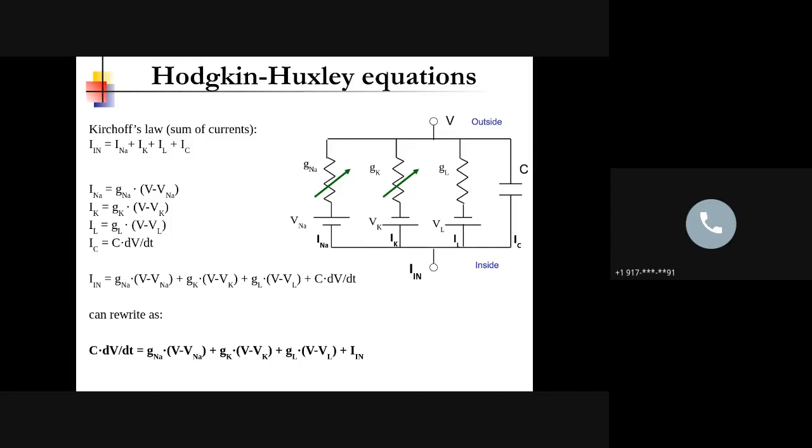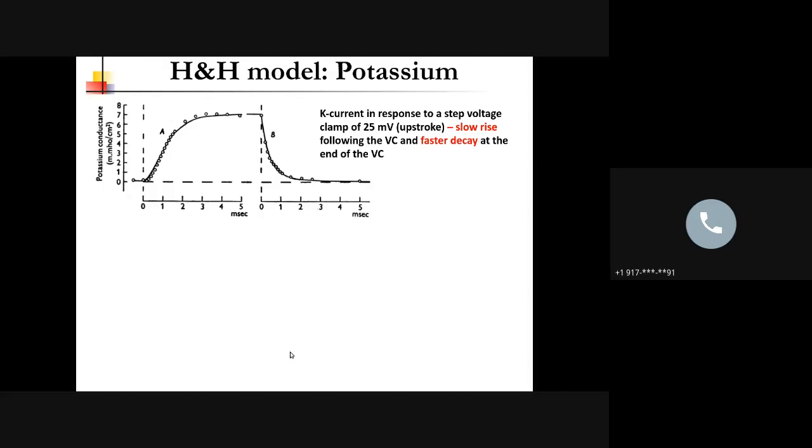Go back to the same slide, sorry. GNA is a function of voltage and time. GK is a function of voltage and time. GL is not. C is not.